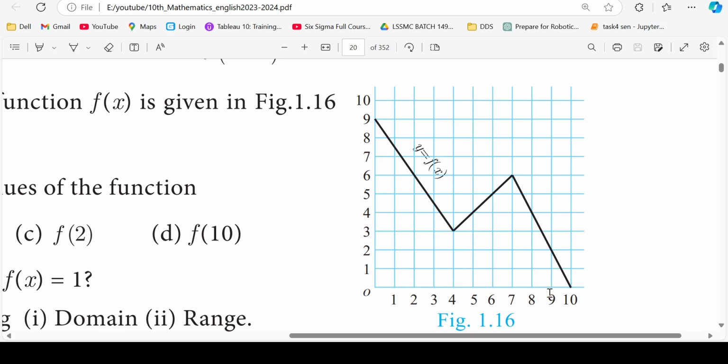The number is between 9 and 10, so we can say this point would be 9.5.